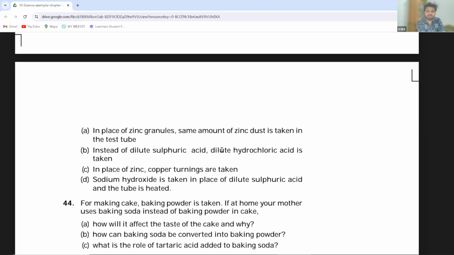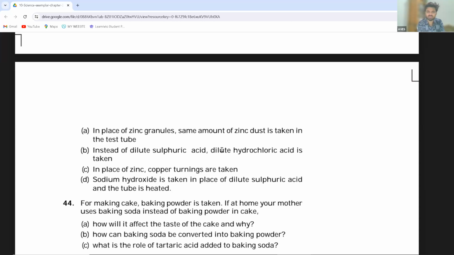Okay, so next I'm saying that instead of dilute sulfuric acid, if you have dilute hydrochloric acid, that is very simple. Hydrochloric acid and sulfuric acid both are strong acids. If they react, they will produce hydrogen gas. So no change will occur.